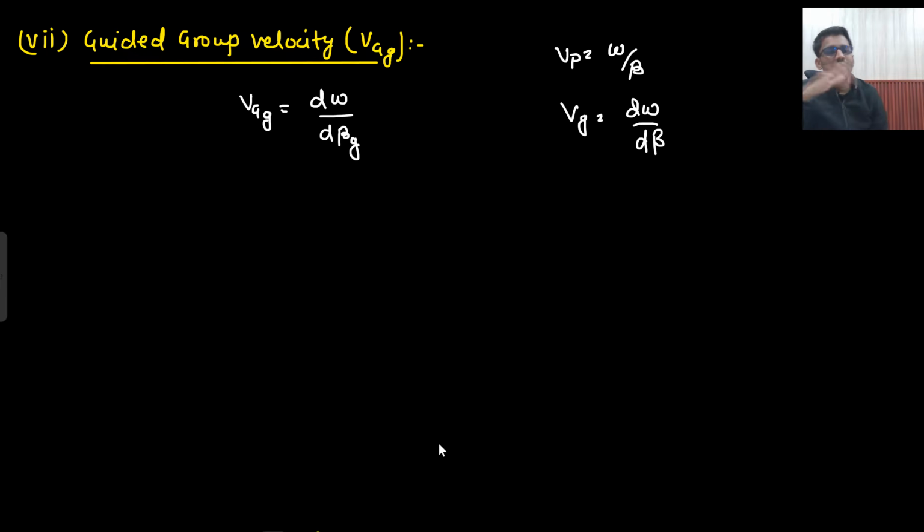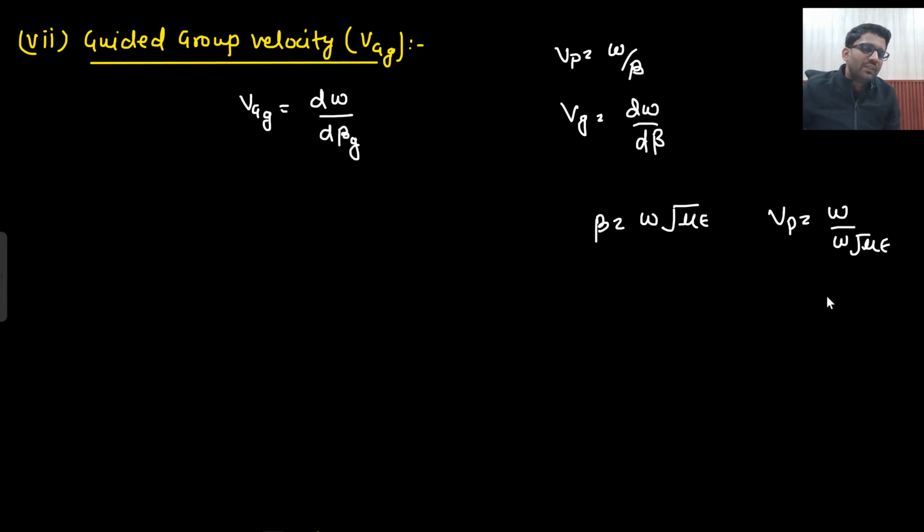Now previously what was our beta? Beta was omega under root mu epsilon. So when I was calculating Vp, what was I getting? Omega by beta, so 1 by under root mu epsilon. And although we did not calculate Vg previously, when we were studying the uniform plane wave, we did not calculate Vg there.